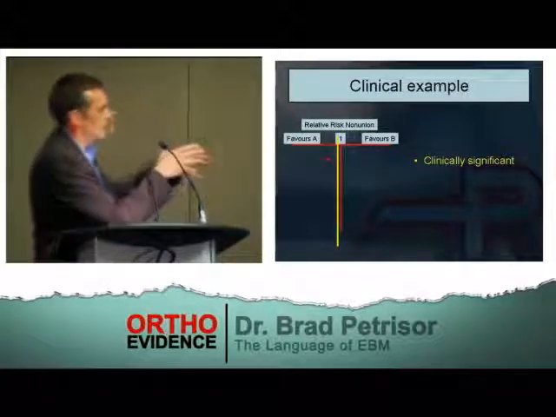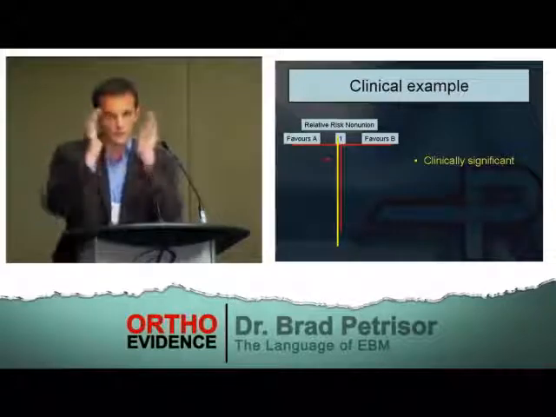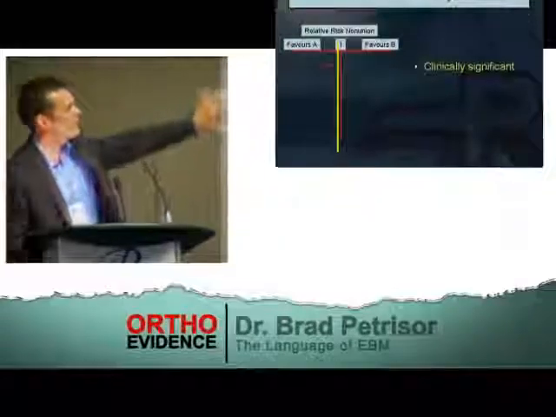So the confidence limits and the point estimate tell us the magnitude of the treatment effect, how precise the treatment effect is, and it tells us the direction of the treatment effect. We're favoring treatment A.